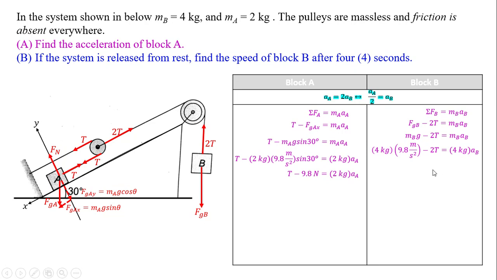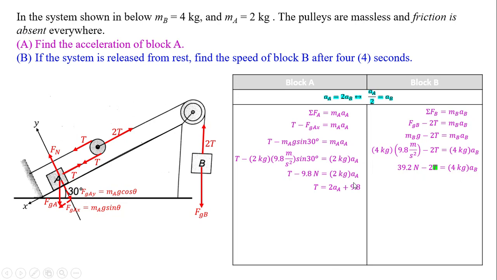But you notice here, similarly, you can clean up a little bit. 4 times 9.8 is 39.2. But here you notice you have 2T. You don't know what T is. And here's 4aB. Well, I know that both sides share a common variable, which is T. So what you can do is solve for T on the left side and plug it into the right side, or solve on the right side and plug it into the left side.